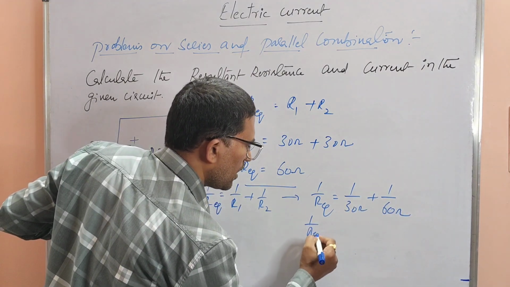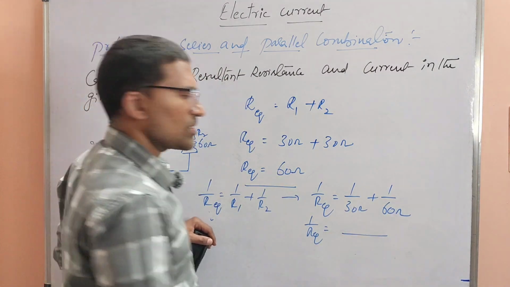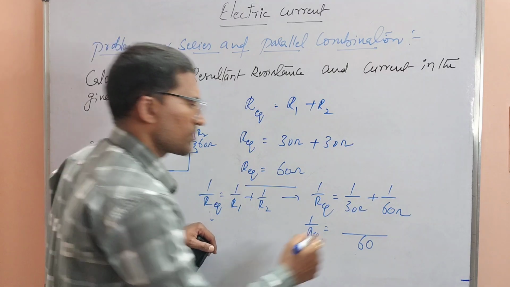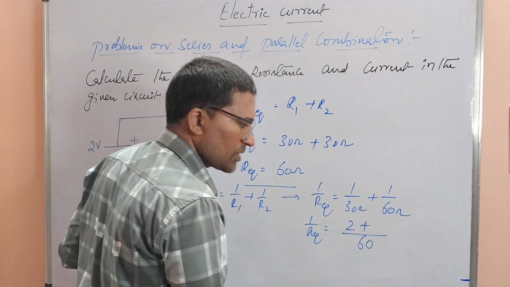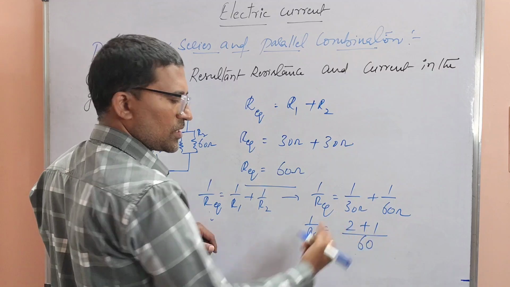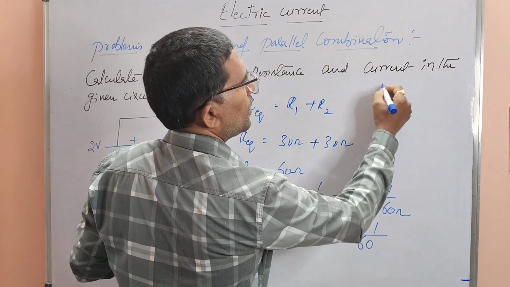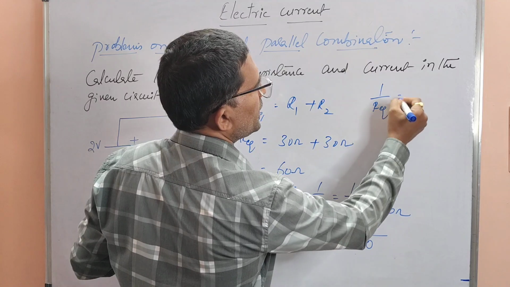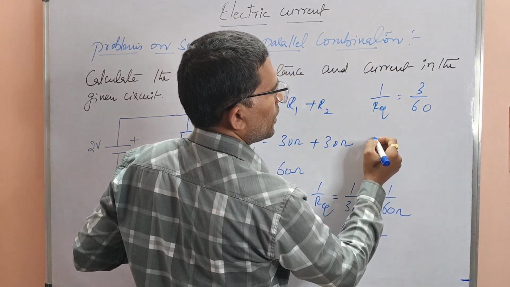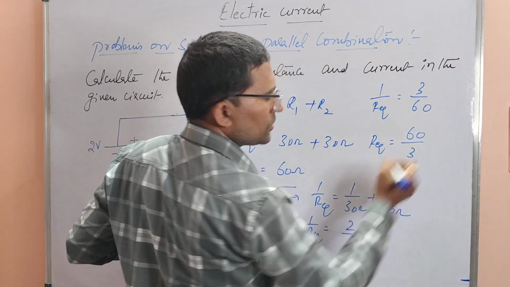Now 1 by R equivalent is equal to, the LCM of 30 and 60 is 60. 30 goes into 60 two times, that is 2, plus 60 goes into 60 one time. So 1 by R equivalent is equal to 2 plus 1 by 60, which is 3 by 60. Now I will take the reciprocal: R equivalent is equal to 60 by 3.